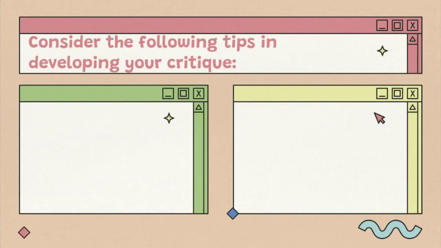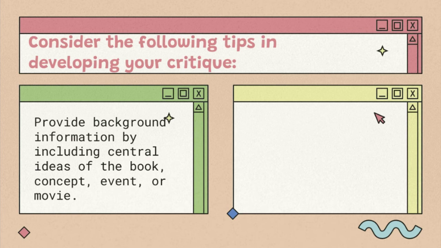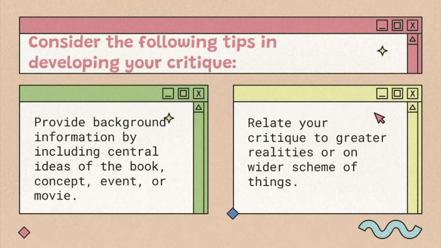Consider the following tips in developing your critic. First, provide background information by including central ideas of the book, concept, event, or movie. And relate your critic to greater realities or to the wider scheme of things. Remember that facts and your opinions should be mixed together in your critic in a balanced way. You should also show the positive side and the negative side of a particular work. The main purpose of evaluation is to assess the usefulness or impact of a work in a particular field.